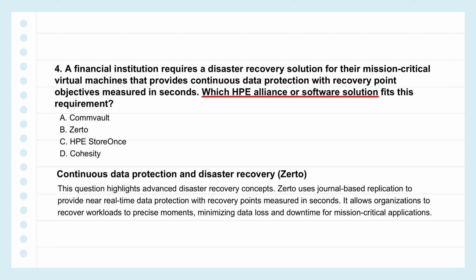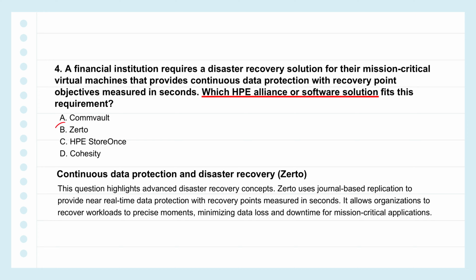Now, looking at these options, Commvault, StoreOnce, and Cohesity are all highly respected, robust backup solutions. They absolutely are. But they usually rely on taking snapshots, right? Like you take a snapshot every few hours or maybe once a day. If your system goes down, you lose everything since the last snapshot. That is the crucial distinction. A snapshot literally stuns the virtual machine for a fraction of a second to copy its state. You cannot take a snapshot every 3 seconds without grinding the server to an absolute halt. Therefore, options A, C, and D cannot meet the strict parameter of recovery point objectives measured in seconds. The correct answer is option B, Zerto.